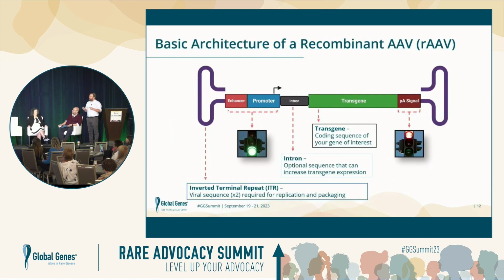So for basic architecture, it looks like the virus. In the case of AAV, these are the only viral pieces that are left. This is what's required to copy it and then put it in the viral package, the viral capsid. You have an enhancer promoter, which is your start. You have your transgene, which is the gene that you're interested in. And then you have a poly-A, which is essentially your stop signal.